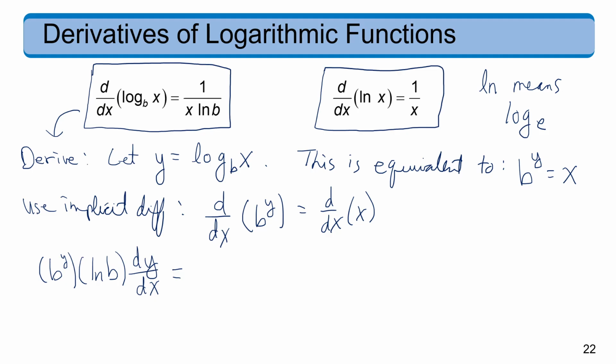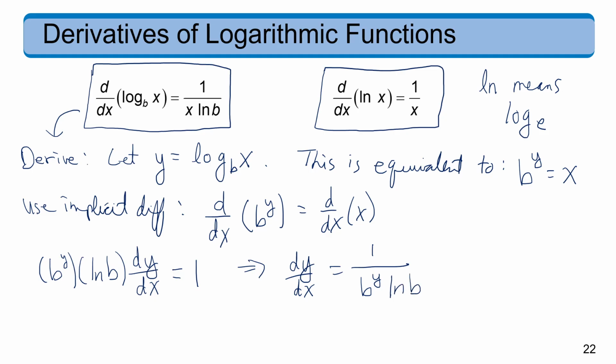That finishes the derivative on the left, and then the right is easy because it's not mixed variables. So the derivative of x with respect to x is 1. And then the next step is always to use algebra to solve for dy/dx. So in this case, we just need to divide both sides by b to the y natural log b. So on the right we'll have 1 in the numerator, and then we divide by b to the y times natural log of b.